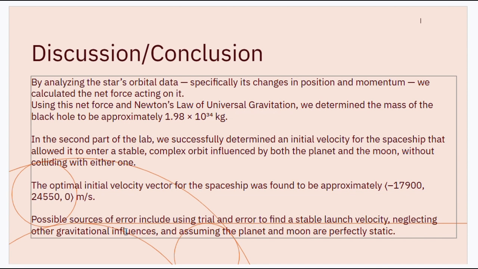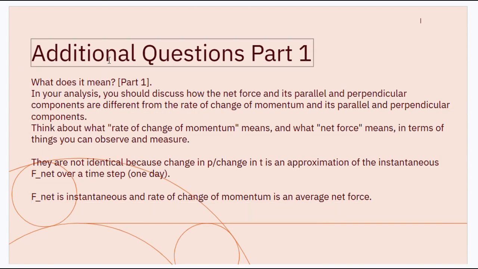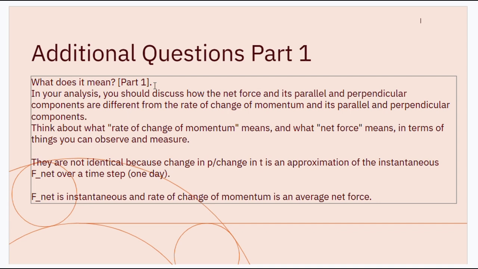Some possible sources of error include relying on trial and error for the launch velocity, neglecting other gravitational influences, and assuming that the planet and moon remain perfectly stationary. So part 1 of the additional questions. The rate of change of momentum and the net force aren't identical. That's because change in momentum over change in time is an average force over the time step, while F net represents the instantaneous force at any given moment.